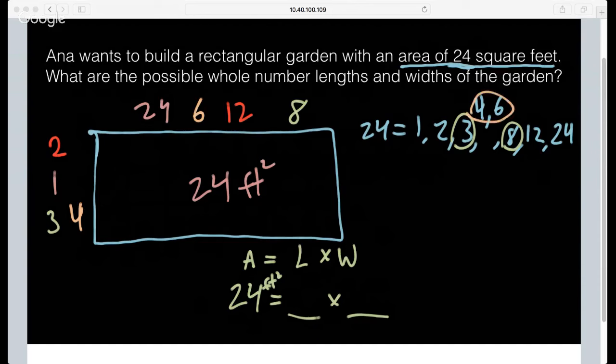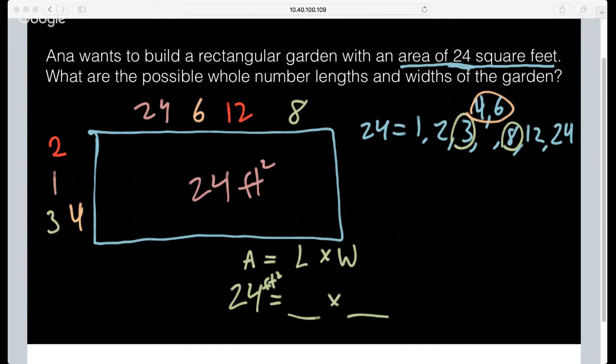So we have 4 combinations. It was 2 and 12, 4 and 6, 24 and 1, and 3 and 8. What are the possible whole number lengths and widths of the garden? Those are all the possible lengths and widths of the garden.